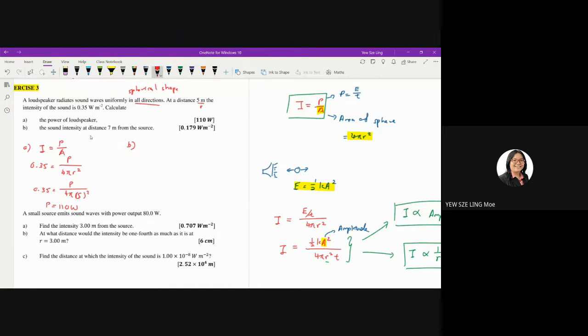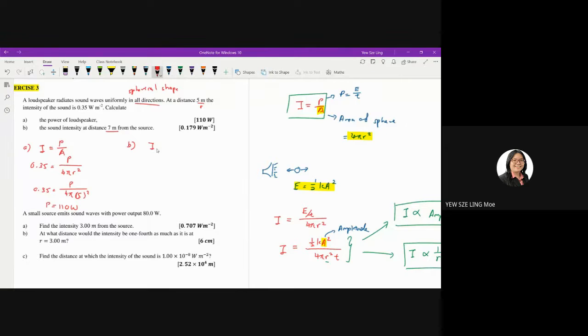Now question B. This is what I told you just now. You're still looking at the same source, the same loudspeaker. You're not changing anything, therefore it will still have the same power. So what you want to calculate now is the sound intensity at a distance of 7 meters from the source. The only thing that is changing in our question is the R, the distance.